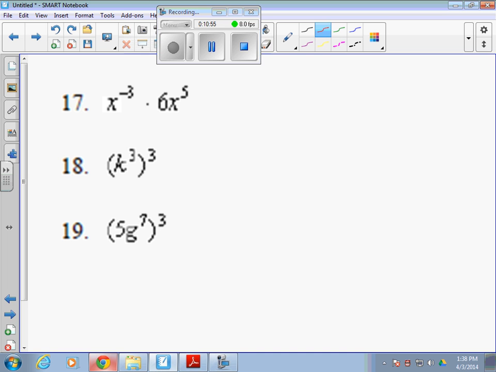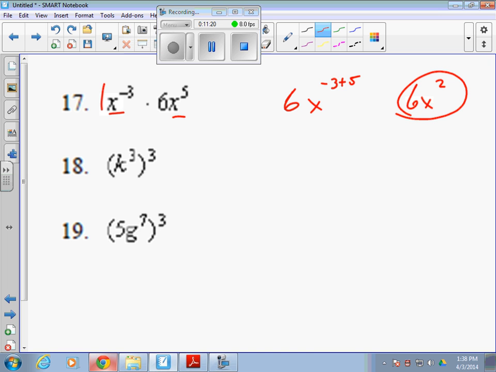Number 17, you're multiplying the same bases. There's no coefficient shown right here, but if you multiply 1 times 6, you're still going to get 6, so there's no reason to even write it. But you do have the same bases, 6 to the negative third times 6 to the fifth. Remember, anytime you multiply the same bases, you add the exponents. So it's 6 to the negative 3 plus 5, which gives you 6 to the second power.